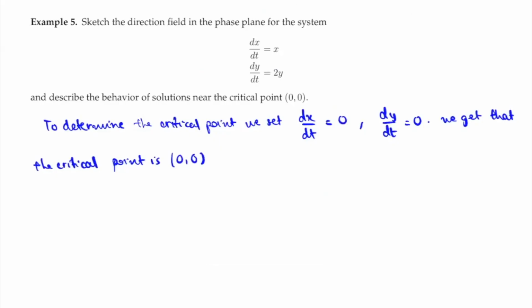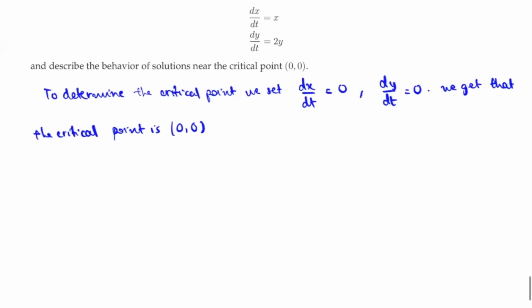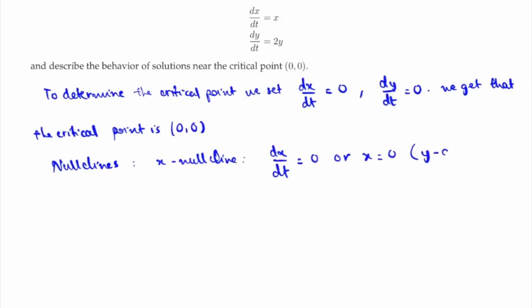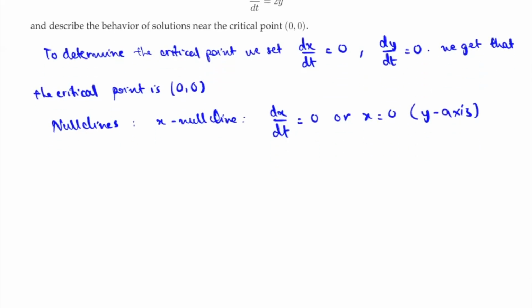All right, so the next part is to determine the nullclines. Similar to the last example, the nullclines are going to be the x-axis and the y-axis. But for formality, I'm going to write it down here. We have the x nullcline to be that of dx/dt equal to 0, or x equal to 0. So this is the y-axis. And for the y nullcline, we have dy/dt equal to 0, or y is equal to 0. So this is the x-axis.